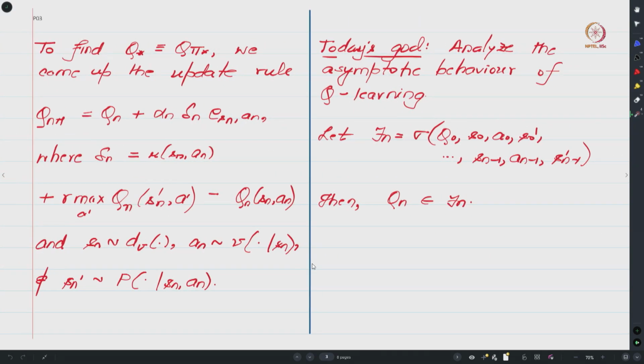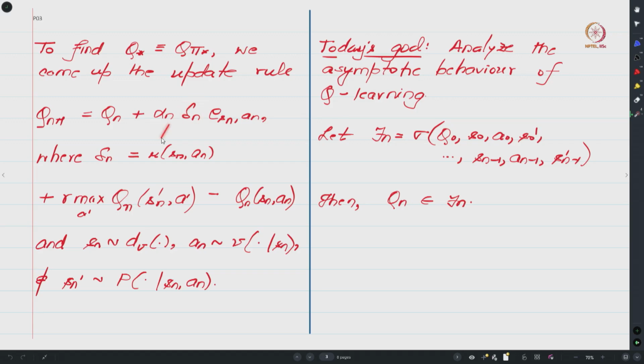Alright. So in the previous class we denoted Q pi star by Q star, and then we came up with the update rule for the Q learning algorithm, and let me recap that over here. So the Q learning update rule is Q_{n+1} equals Q_n plus some step size times delta_n times e_{S_n A_n}, and recall that this e_{S_n A_n} is the standard basis vector in the cardinality S times cardinality A Euclidean space. So e_{SA} is basically the standard basis vector whose SA-th coordinate is 1 and all other coordinates are 0.